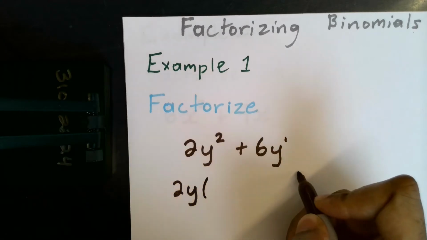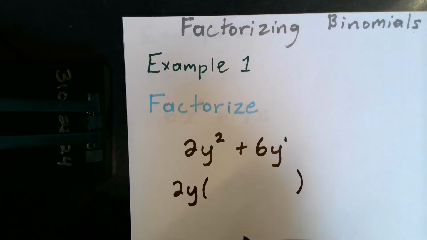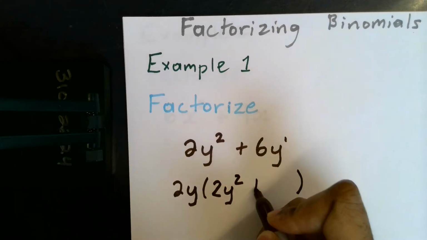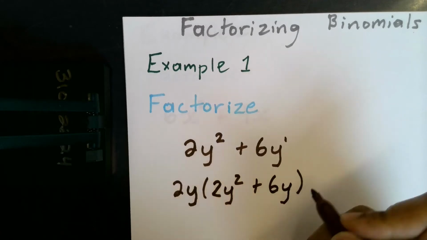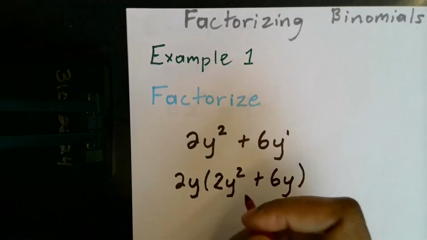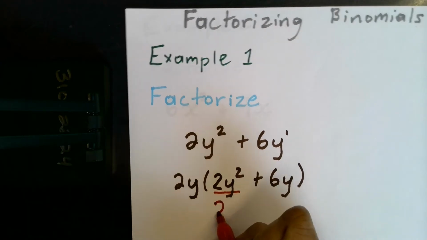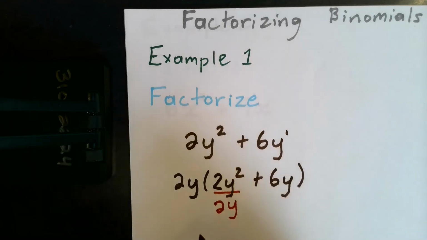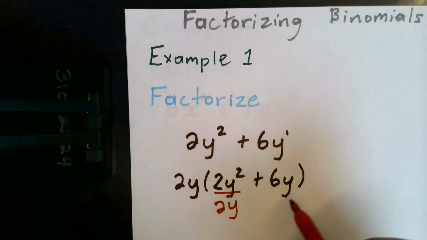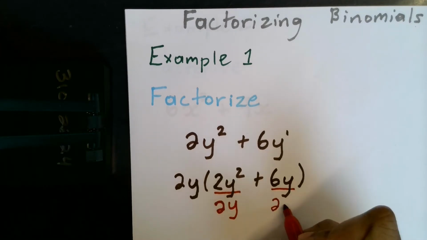Our next step is we are going to write the original expression on the inside. So we write our original expression on the inside, and then we divide each term by your GCF, which is 2y. So 2y is our GCF, right? And we're going to divide each term by our GCF.